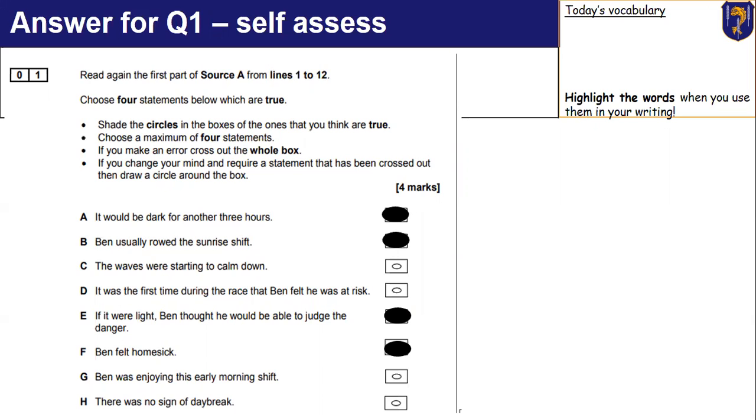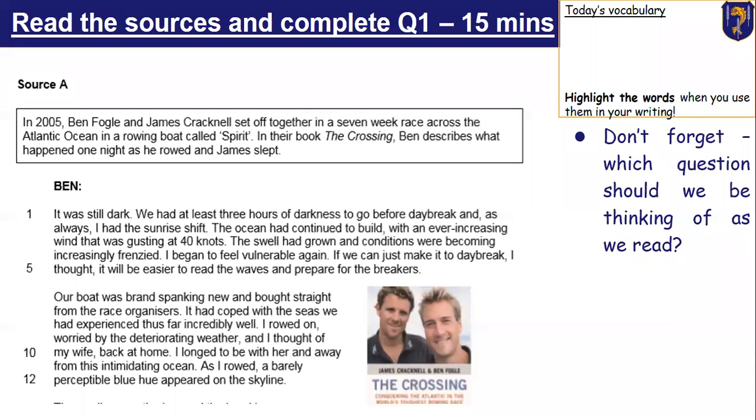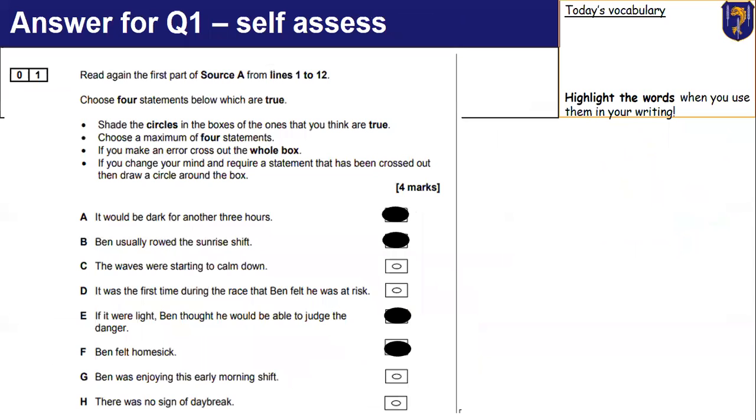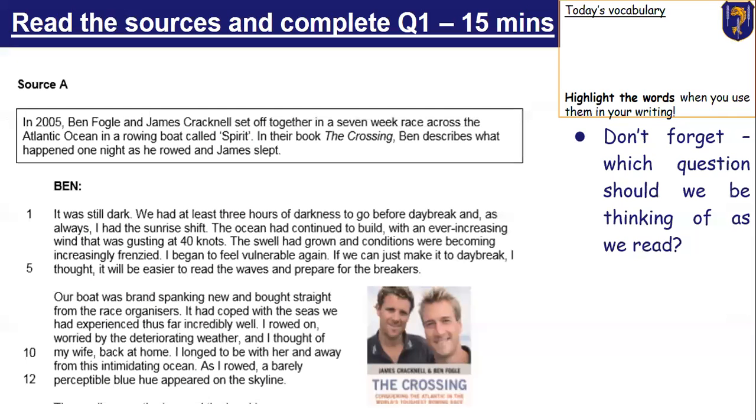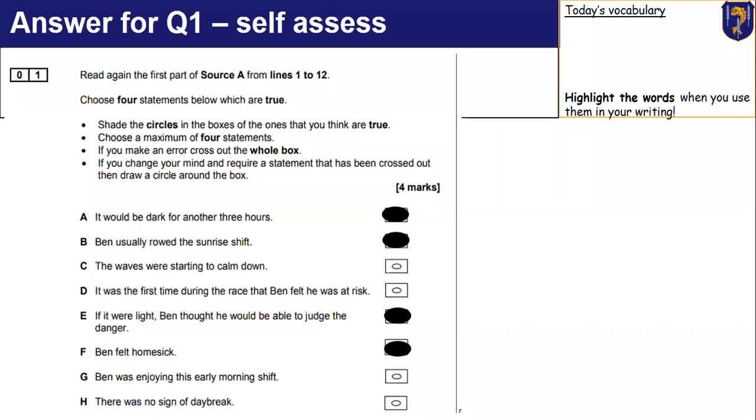It would be dark for another 3 hours. Well, we know that's true because here in line 1, it says we had at least 3 hours of darkness to go before daybreak. So that one's pretty straightforward. Ben usually rode the sunrise shift. We know that is true because it says on lines 1 and 2, as always, I had the sunrise shift. Again, that's quite explicit. That's one of the easier ones.